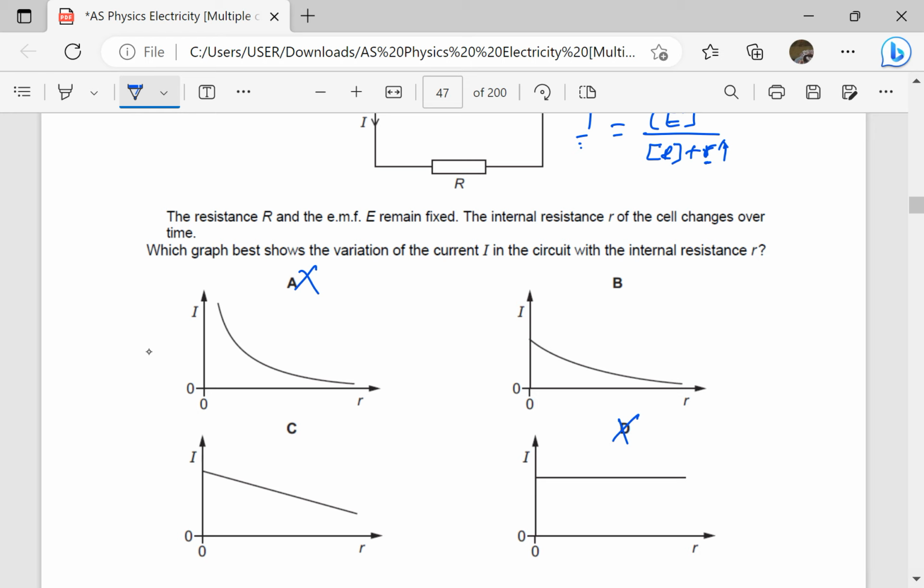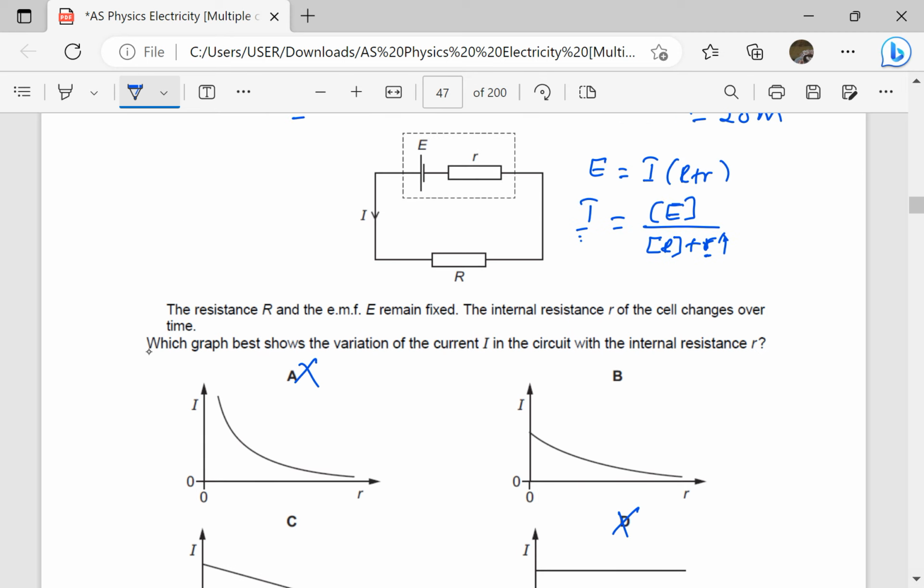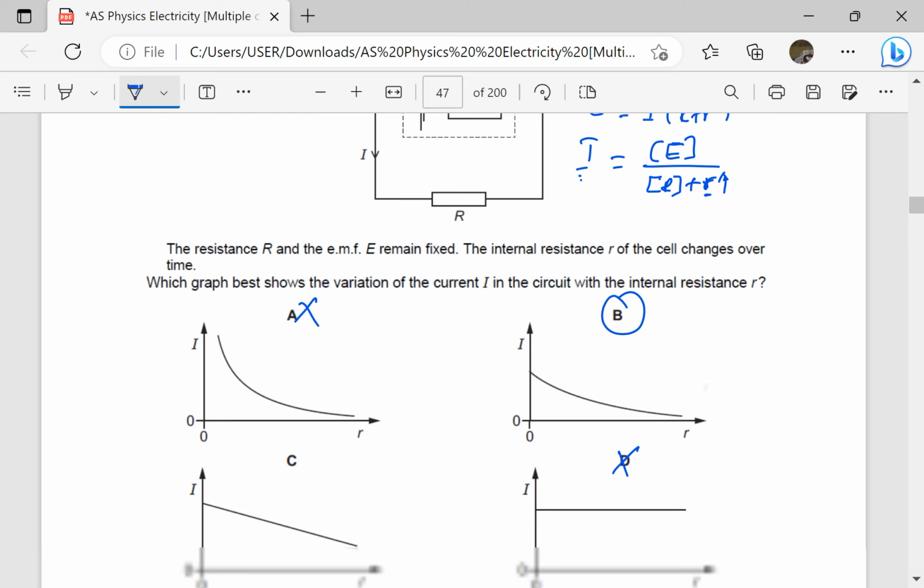So we remain with the two options C and B. But I say this cannot be a linear relationship. Therefore, our answer is going to be B. It cannot be a linear relationship, so our answer is going to be B.